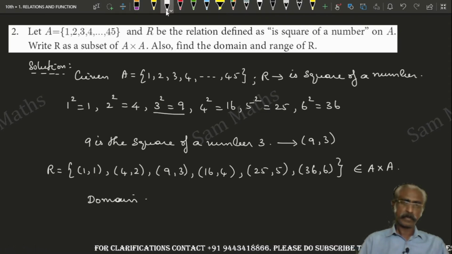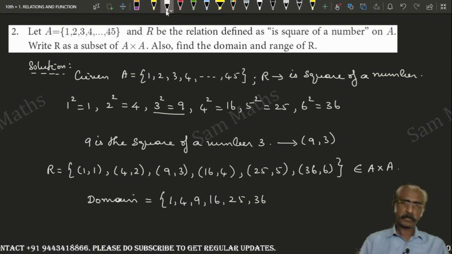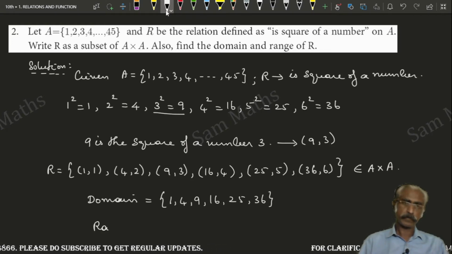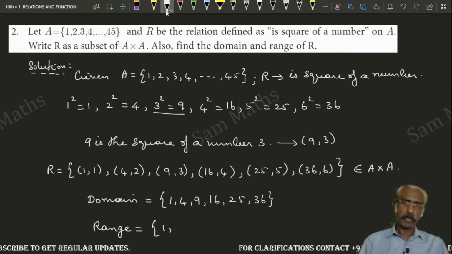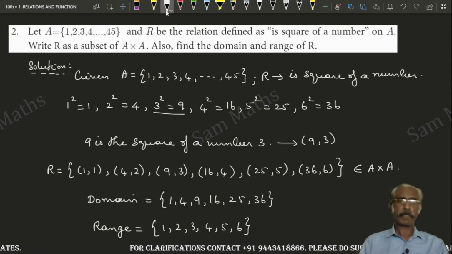Also find the domain. Domain is equal to the first entries: 1, 4, 9, 16, 25, 36. Now the range is equal to 1, 2, 3, 4, 5, 6. Very clear, children? This is the domain and range.